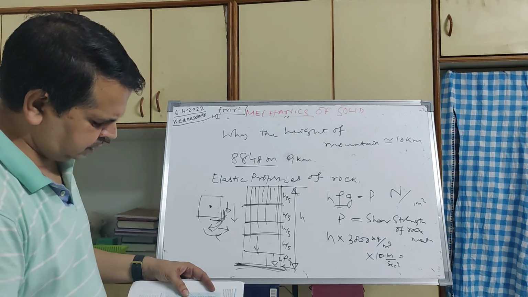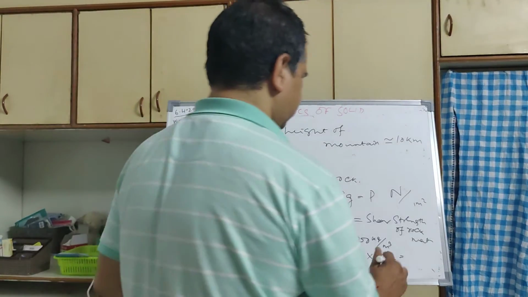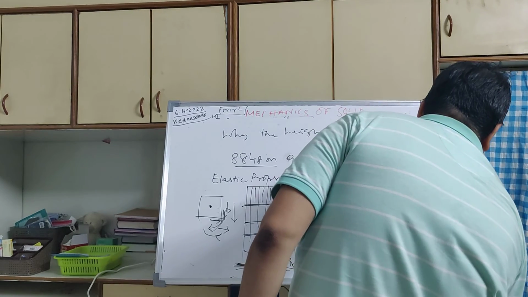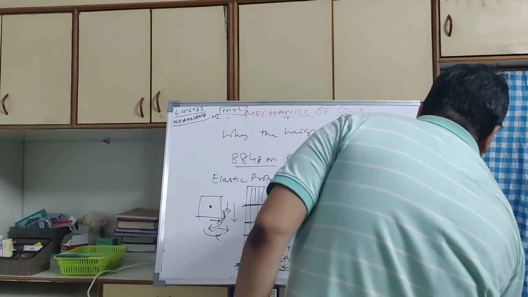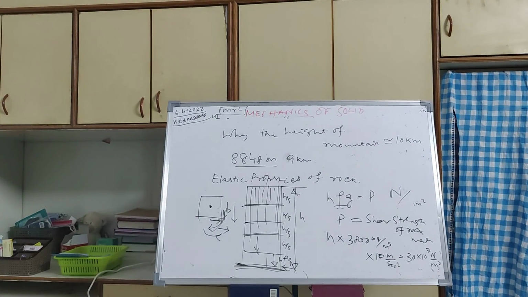So typical rock shear strength is 30 into 10 to the power 7 Newton per meter square, which is nothing but 300 MPa. That's all. 300 MPa.